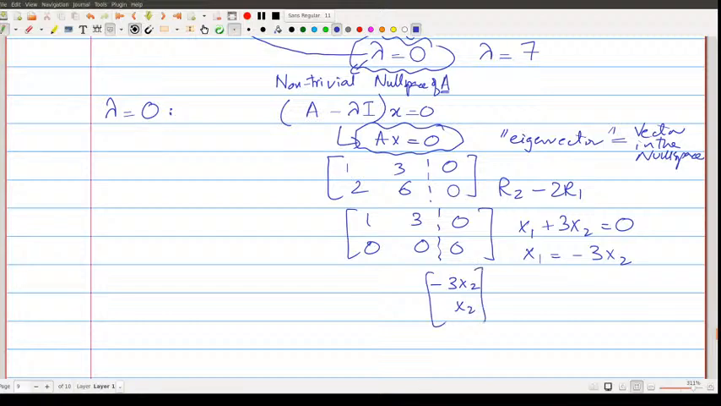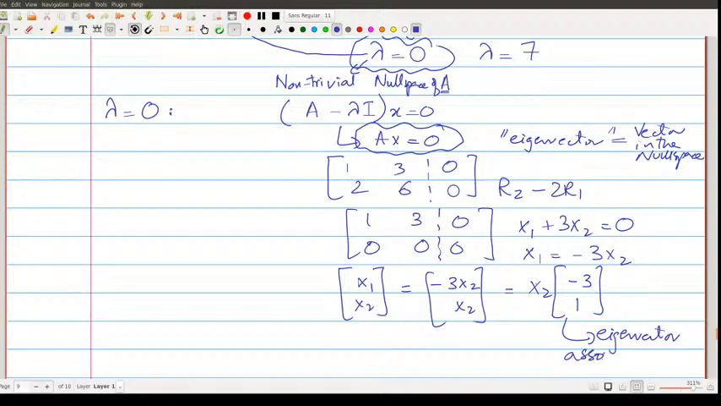So this is the eigenvector, right? I wrote it as x1, x2. This is the first entry, second entry, which means I can really write it as alpha, or x2, take that common, times (minus 3, 1). This is my eigenvector associated with lambda equals 0, right? So you do have that eigenvector, right?